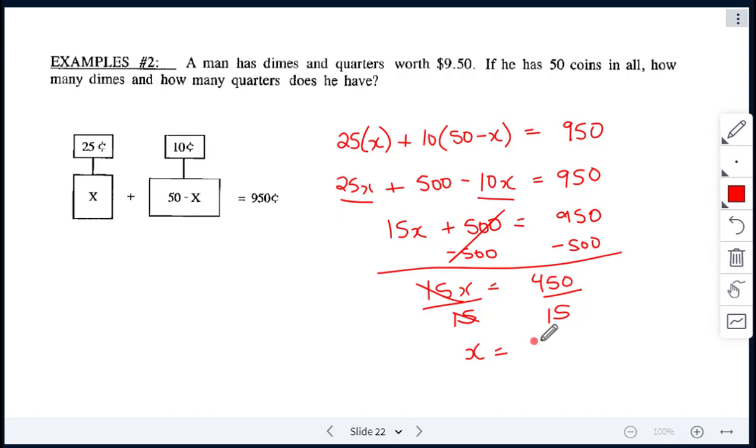Then divide by 15, and finally we have solved for x, which is 30. So we go back to our original expressions for each coin. Therefore, there are 30 quarters. And for the dimes, it's 50 minus x, so 50 minus 30, which equals 20. So there's 20 dimes.